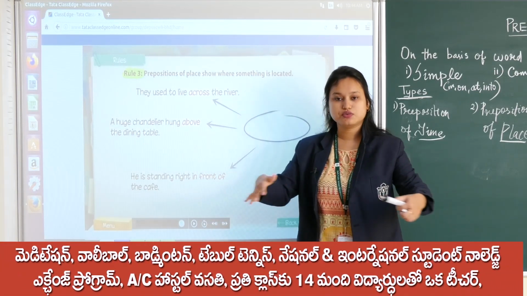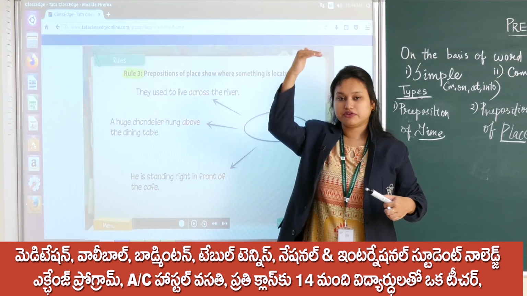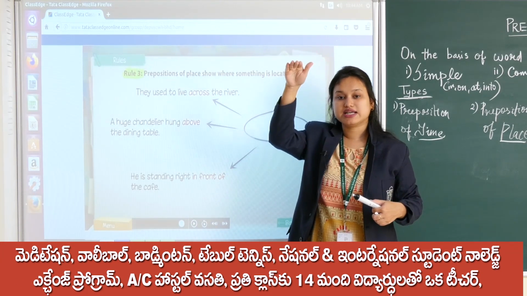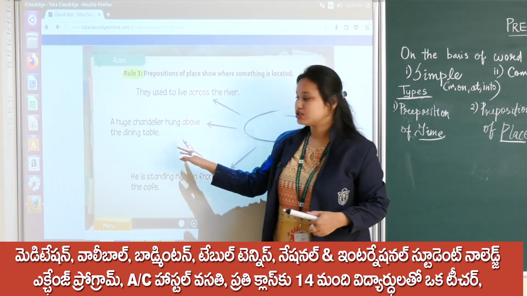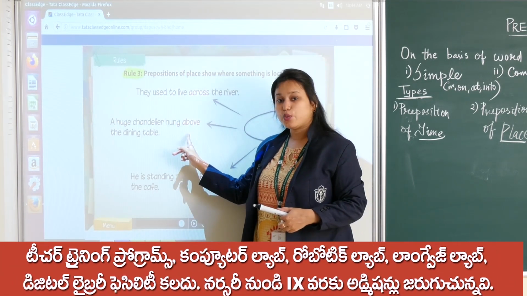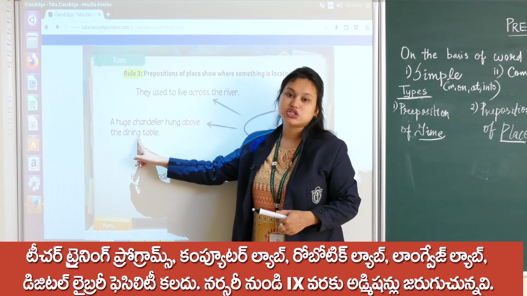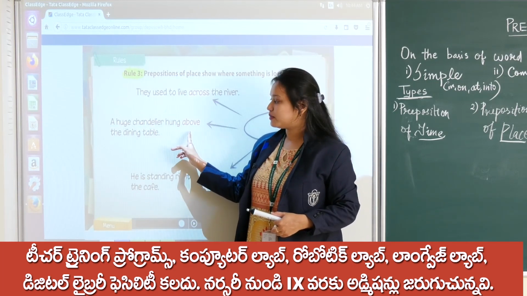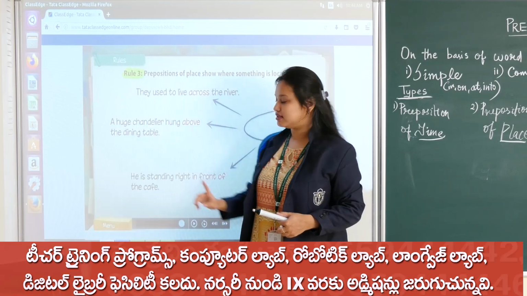So one dining table was kept, and on the roof part above the dining table, the chandelier hung. So again, this is showing the placement of the chandelier. Again, talking about the place. Above is talking about the placement of the chandelier.